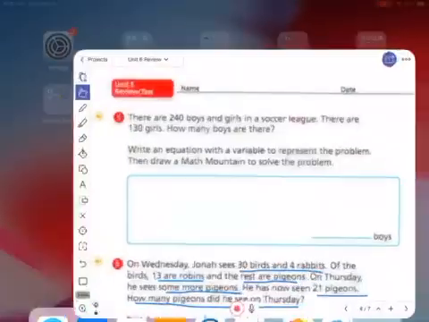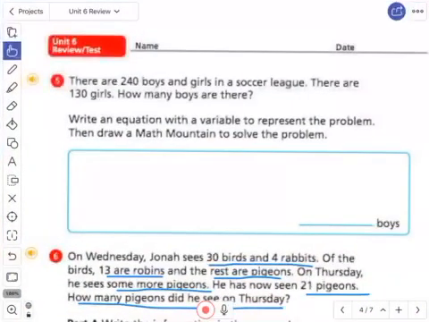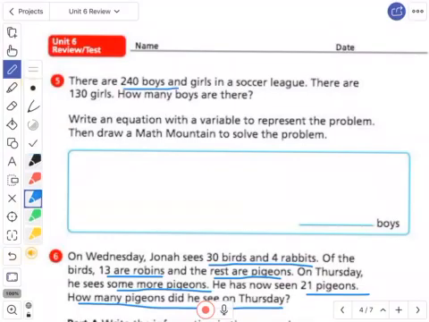Okay, going to come back here and you're going to check our thinking. So we knew that there was 240 boys and girls in the league, 130 girls. So we needed an equation with a variable and a math mountain. Okay, so what I'm going to do first is, if there's 240 boys and girls, 130 girls, how many boys are there? Well, I know it's going to be subtraction.